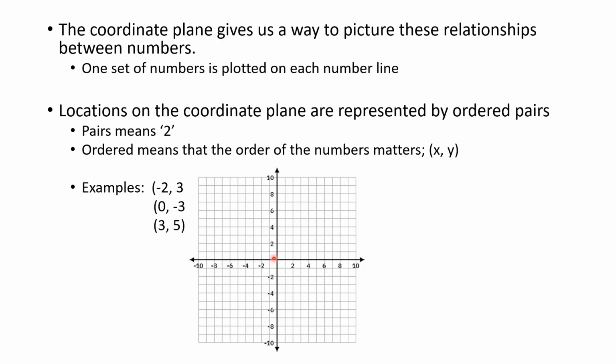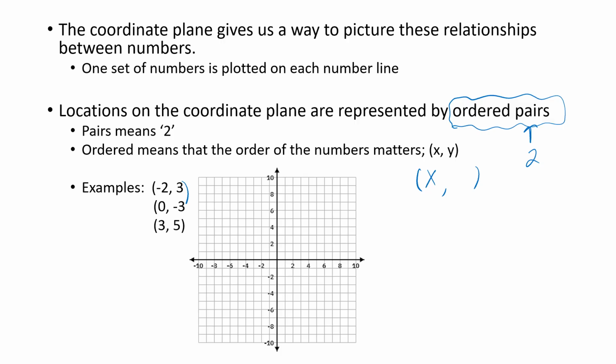Locations on the coordinate plane are represented by ordered pairs. My students often get this confused. Ordered pairs is how we represent a location, and the location is called a point. Pair means two. Ordered means that the order of the numbers matters. So when we go to graph these, we have a set of parentheses, and then we have these two numbers, and they're separated by a comma.